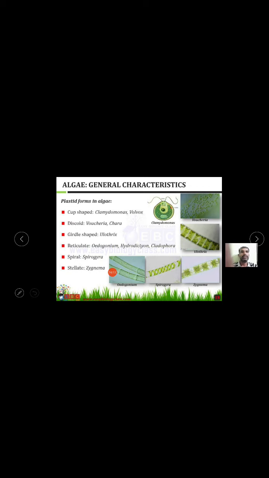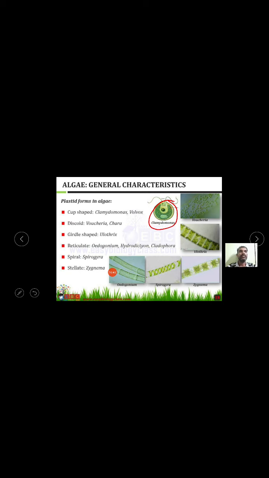Next, plastid forms in algae. Usually the plastids show different types of shapes in algae. The cup-shaped structure you can see in Chlamydomonas, and Volvox. Volvox shows a coenobium, a group of cells called a coenobium. And the discoid shape is seen in Vaucheria.